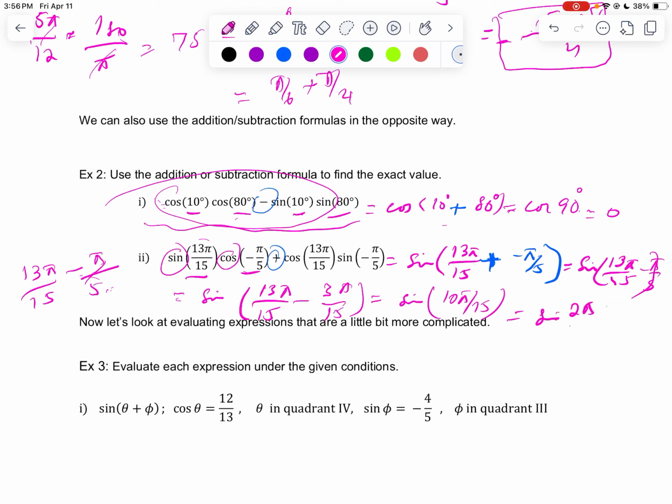Now we got a number whose sine we know. So sine of 2 pi over 3 is the same as sine of pi over 3, which is equal to square root of 3 over 2. So we evaluate the expression. Okay, I'll stop here and then we'll continue with the next set of examples.